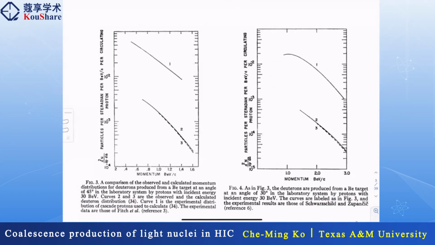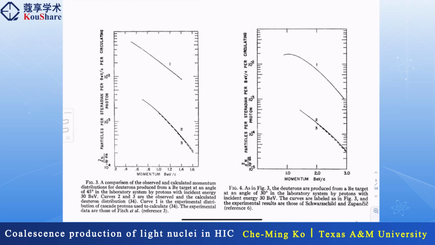Now, this is from their papers, figure 3 from Butler's paper, figure 4 from Schwarzschild paper, right? So this is the proton spectrum, they're same reactions. It's the baryon 8 target with energy of 30 GeV proton colliding with the baryon 8 target. One look at 45 degrees, the other look at 30 degrees. So 2, the solid line is the neutron yield in both cases. The 3 is the coalescence models calculations.